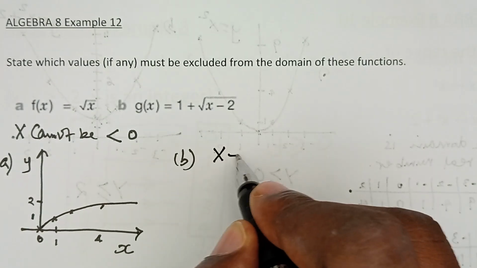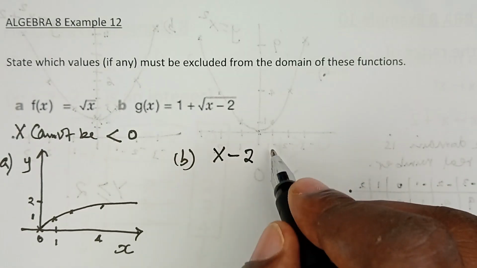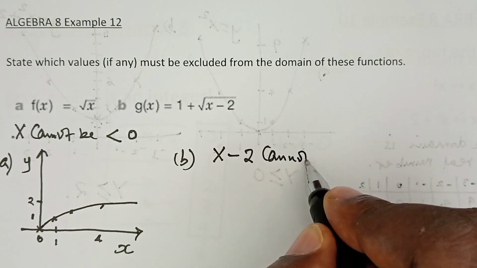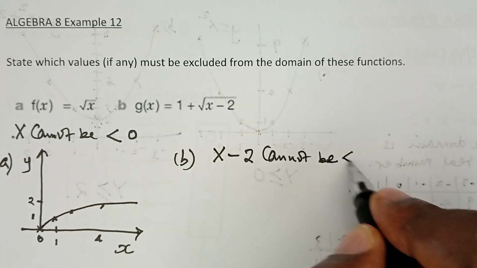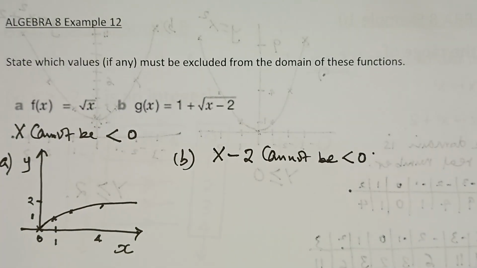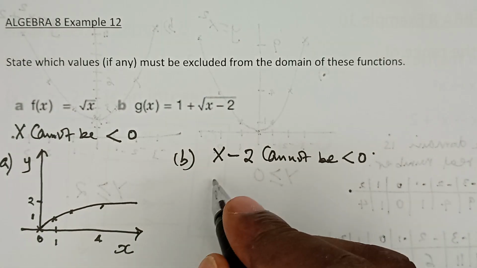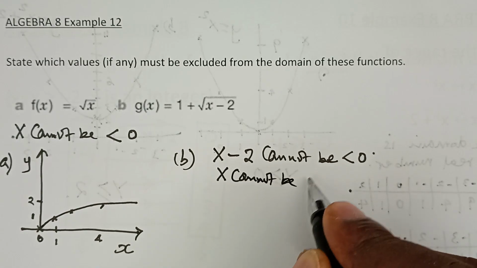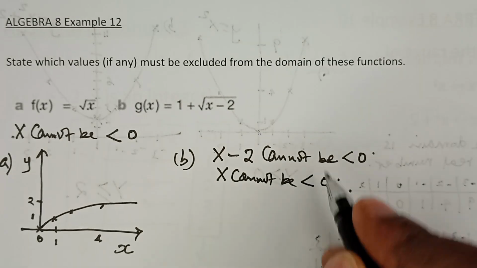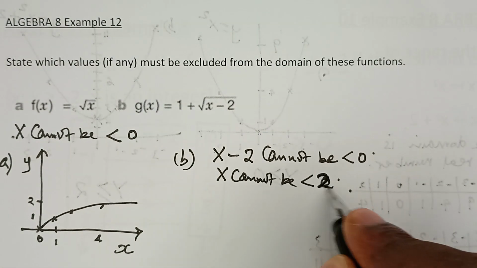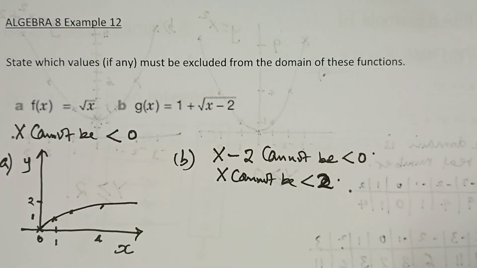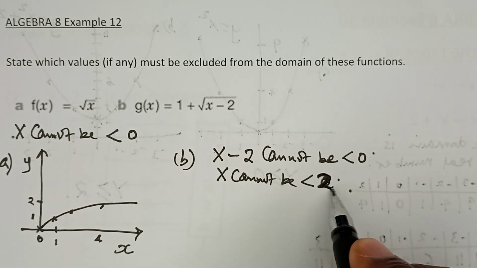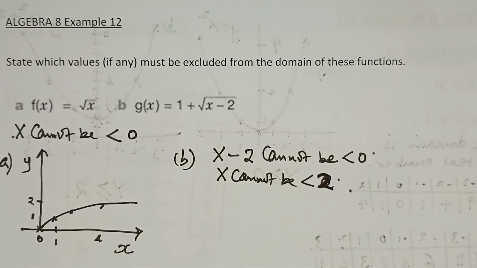It means x minus 2 cannot be less than 0. So if it cannot be less than 0, if we take this negative 2 across, then we are saying x cannot be less than 2. Less than 2 rather, not 0. Less than 2, because negative 2 crosses over to be positive 2. So it is very clear that x should not be less than 2.